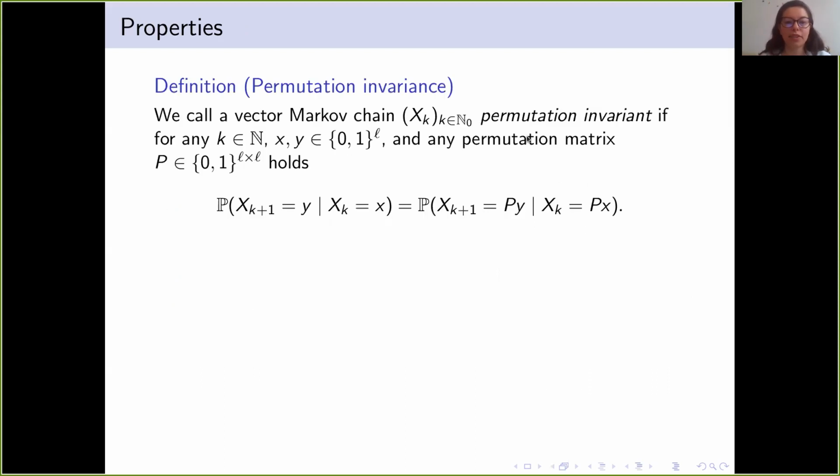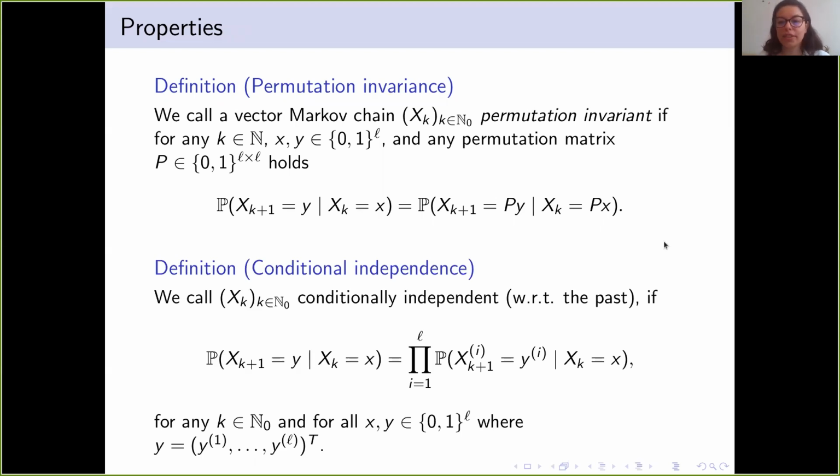These properties are, the first one is called permutation invariance. So if I have two binary vectors, and I have a permutation matrix, the probability of going from one binary vector X to another binary vector Y is the same as if I apply a permutation matrix. You can think about that as if I relabel the two vectors in the same way, the probability stays the same.